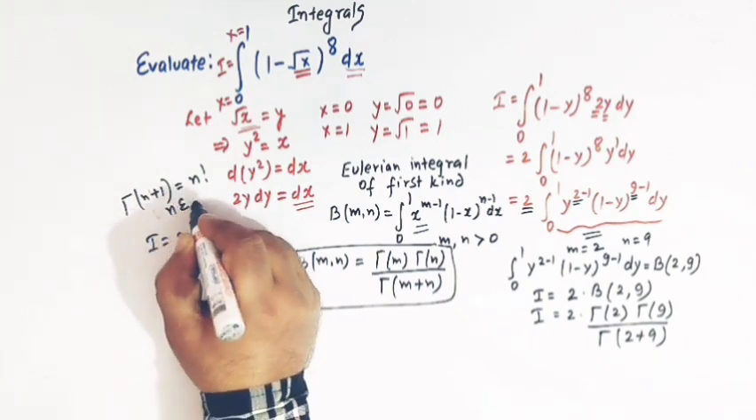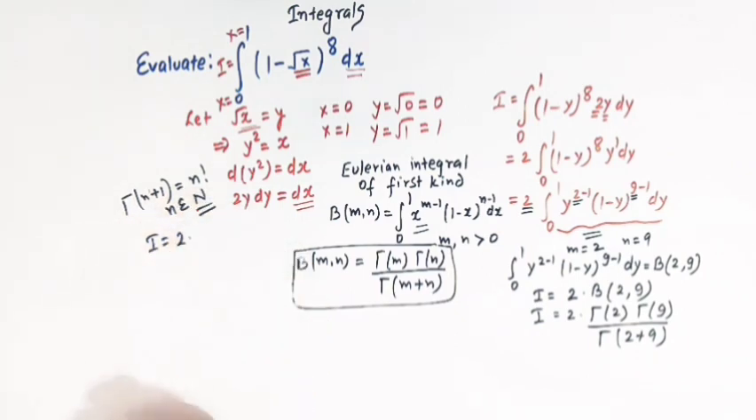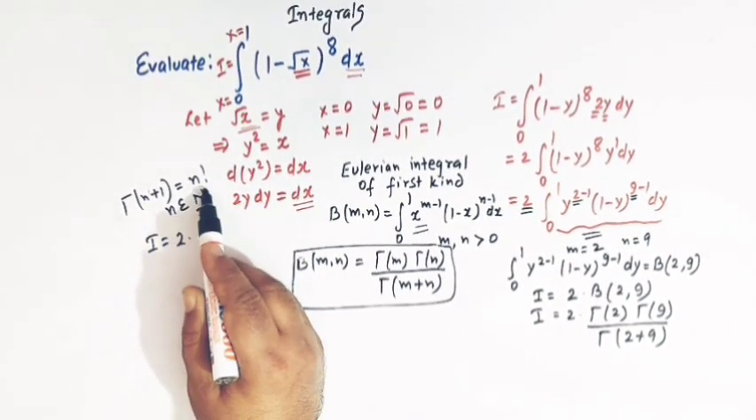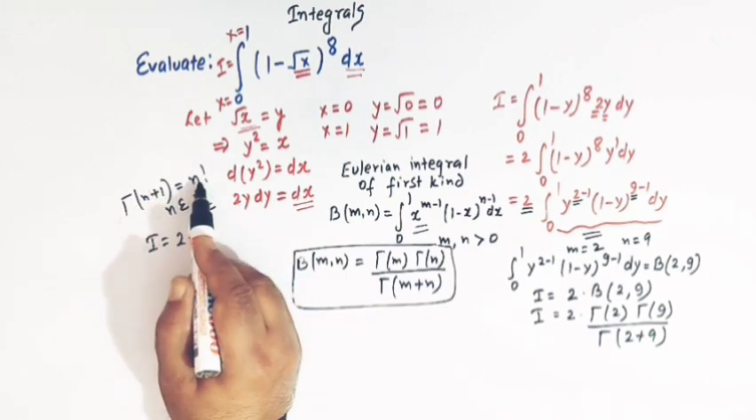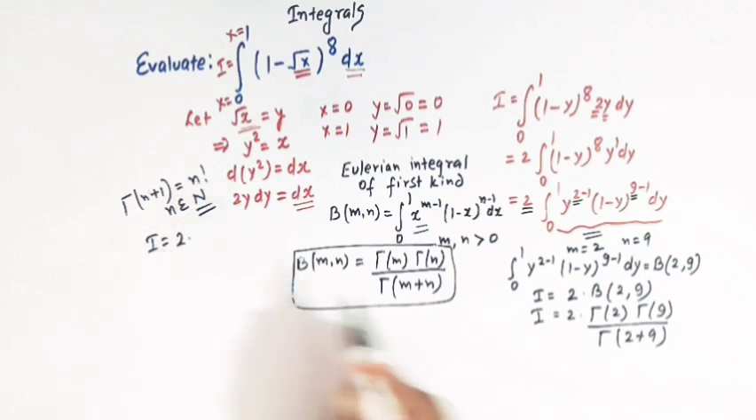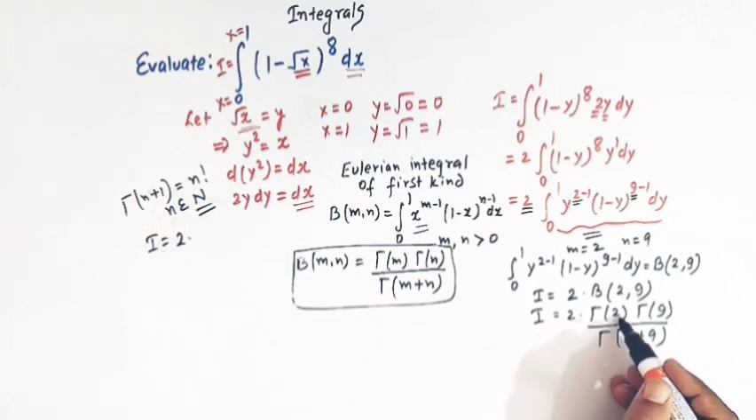Where n belongs to the set of natural numbers, right? So here, when n belongs to the set of natural numbers, then gamma of n plus 1 is equal to n factorial. So here we have gamma of 2, right?